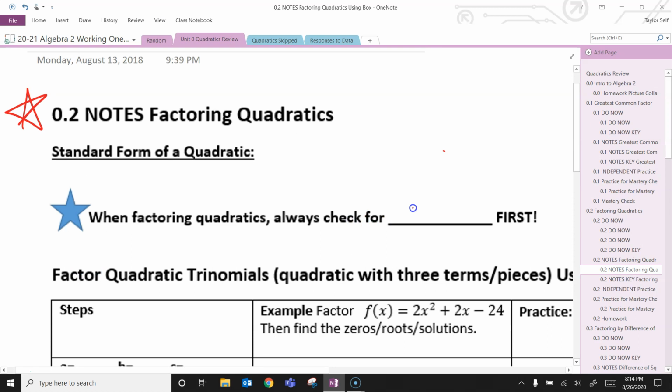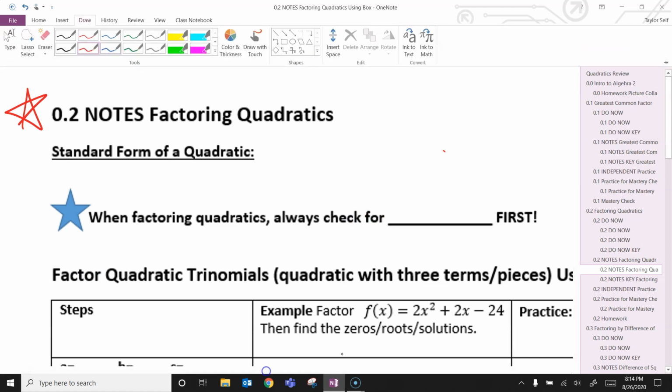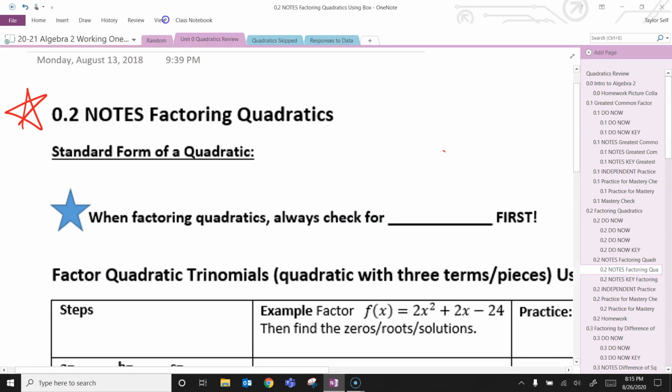0.2 notes, factoring quadratics. And we're going to remember what is the standard form of a quadratic. You should be able to write this based on what we did yesterday. Try to remember, write it down if you know it, and now check it. ax squared plus bx plus c. And usually quadratics are equal to 0. We want to set them equal to 0. That's the standard form.